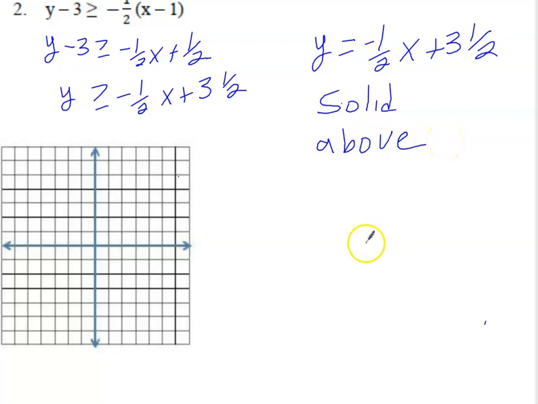So I'm going to go up to 3.5, 1, 2, 3, and then halfway in between. And from there, we're going to count up 1, right 2, up 1, right 2, and the same thing going the other way. Boom, solid line, and then I shade above. Again, the shaded part is solutions. The non-shaded part is going to be not solutions.